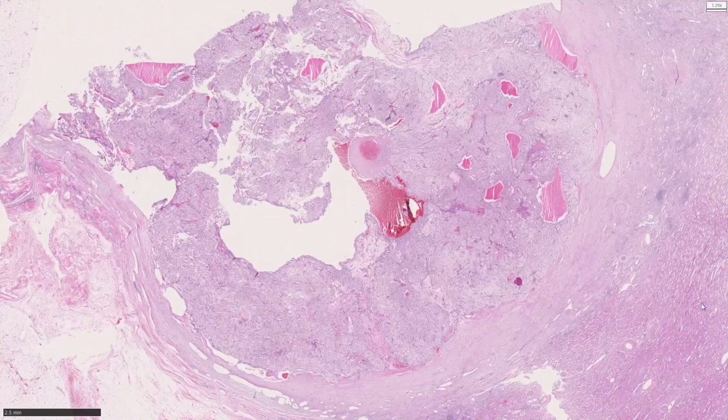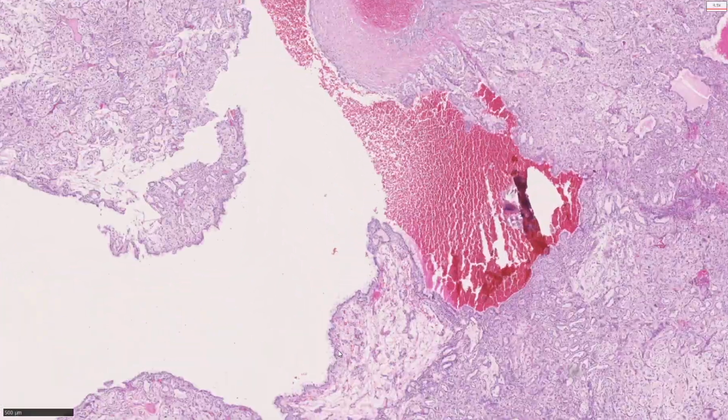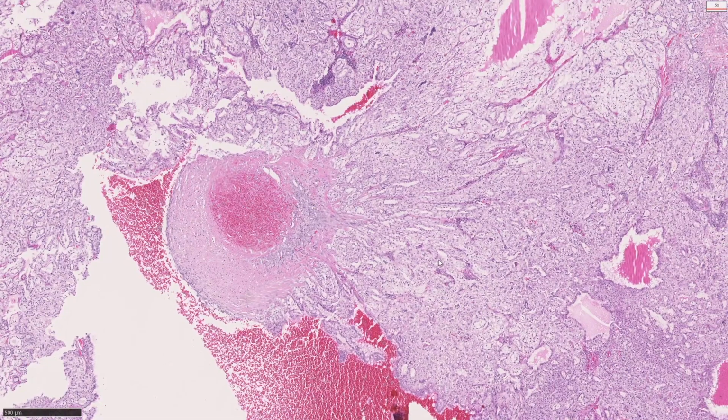We could consider two more stains in tricky cases. CD10, and it will be negative in most cases. High molecular cytokeratin, that's often positive. Once you have the constellation of microscopic features and immunostaining, the diagnosis of clear cell tubulopapillary RCC is established.